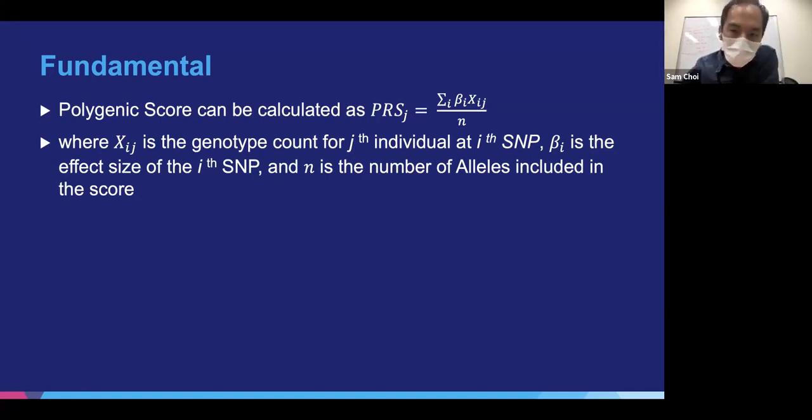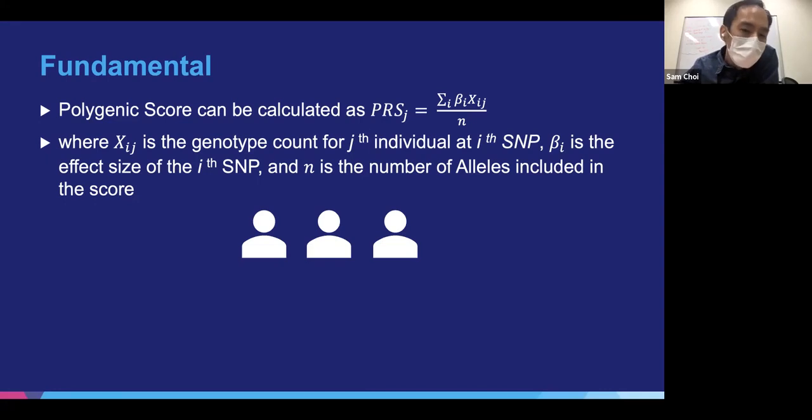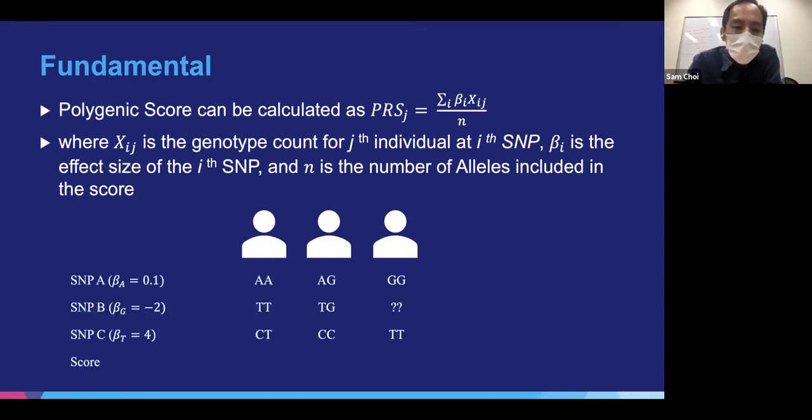it's slightly different from what you usually see in polygenic score papers. So to illustrate, assume that we have 3 individuals that each have different alleles. Some of them might be missing. And for each SNP, we have something called the effective allele. So for example, for SNP A, the effective allele is A. So what we are saying is that allele A has an effect size of 0.1 relative to the reference, which is the non-effective allele, which is the allele G.